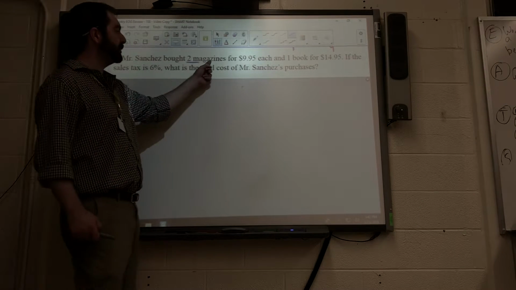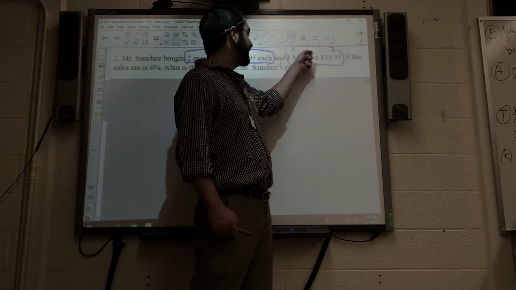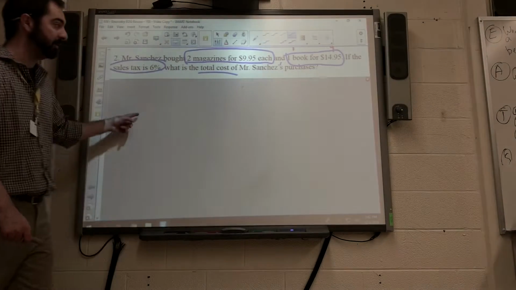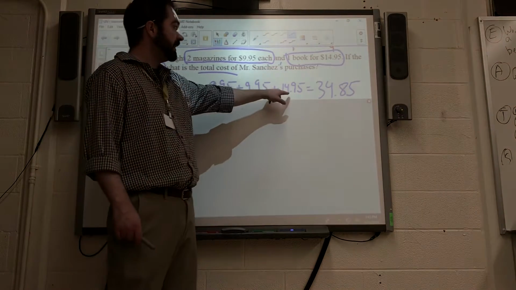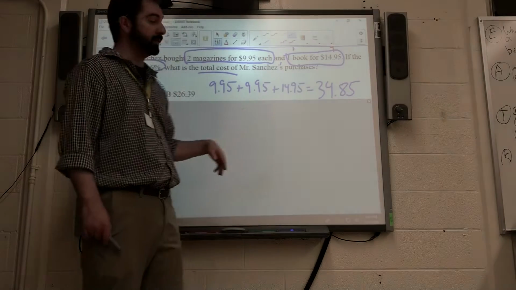Mr. Sanchez bought 2 magazines for $9.95 each and 1 book for $14.95. We got a 6% sales tax and we want the total cost at the end. First thing we had to do was scan our items, figure out how much he bought. 2 notebooks and 1 book. That means he spent $34.85 on those 3 materials.